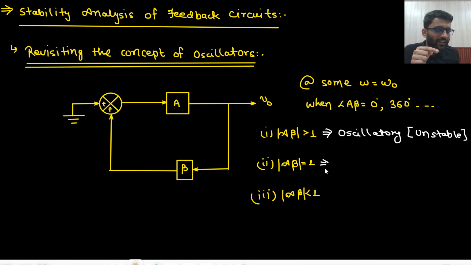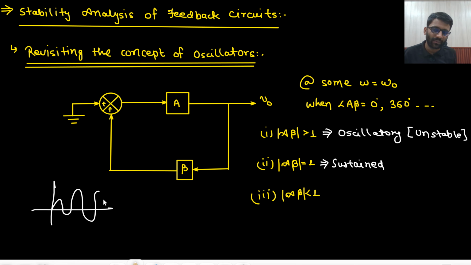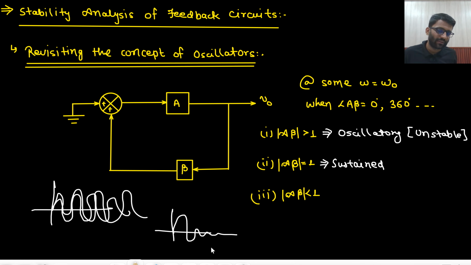Here it will also be oscillatory only, but the oscillations will be sustained, right? Sustained oscillation means the oscillations will stay the same. In case of A beta greater than 1, the oscillations will keep on increasing, right? In case of A beta equal to 1, the oscillations will be sustained, the same oscillations will be there. And in case of A beta less than 1, the oscillations will die down, right?